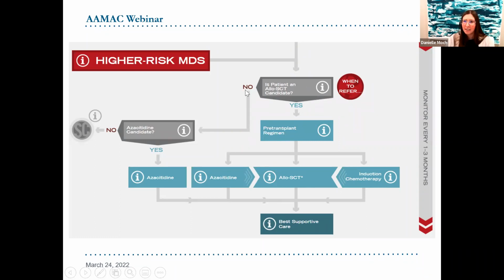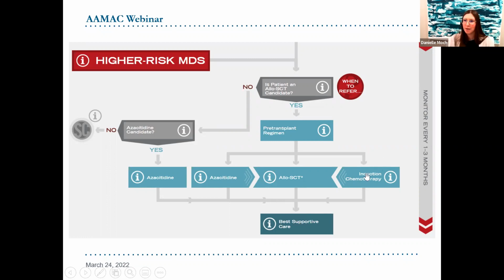So if you are not a candidate for a stem cell transplant, often the standard of care will be azacitidine, which is an immunosuppressive therapy or a cytotoxic agent. And I will get into that a little bit more, and as well, we'll get into transplants.